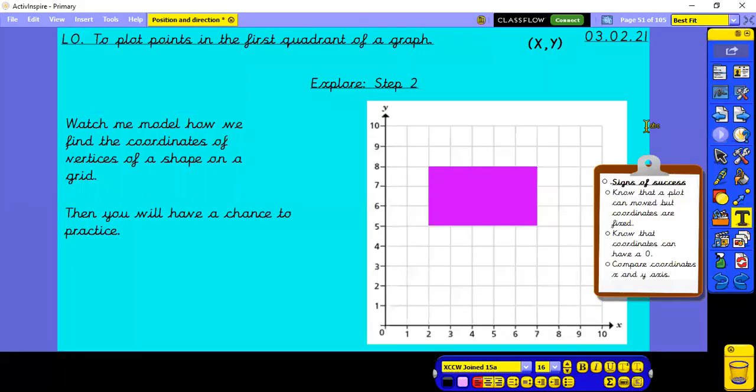Okay, what we mean by find the coordinates of the vertices of a shape is find the coordinates of each point where the edges meet on the shape. So the 4 vertices here of this rectangle.